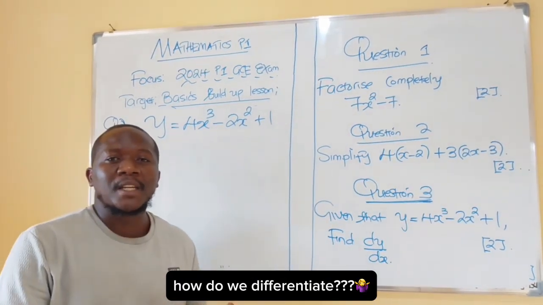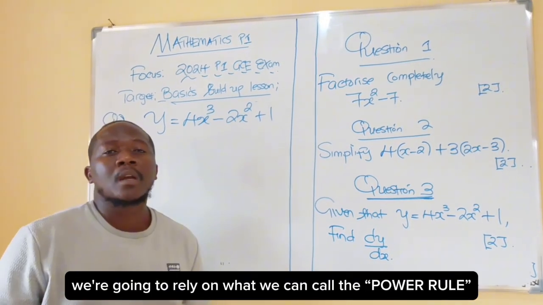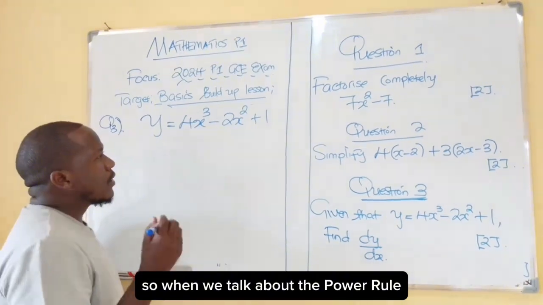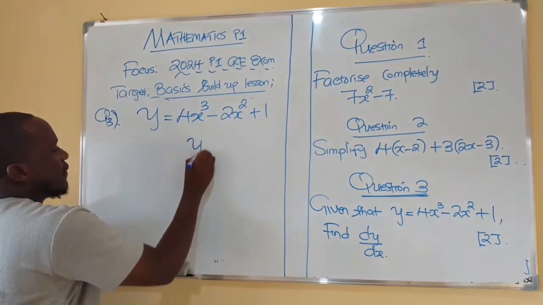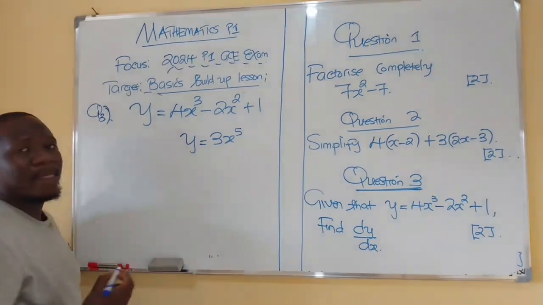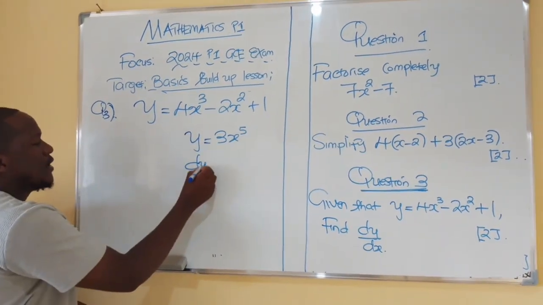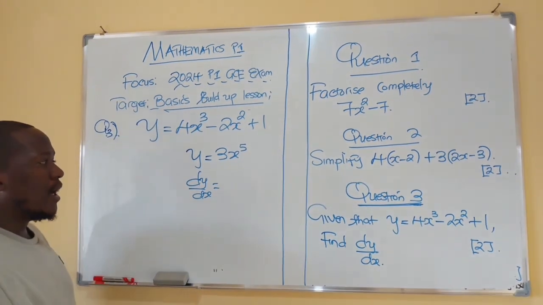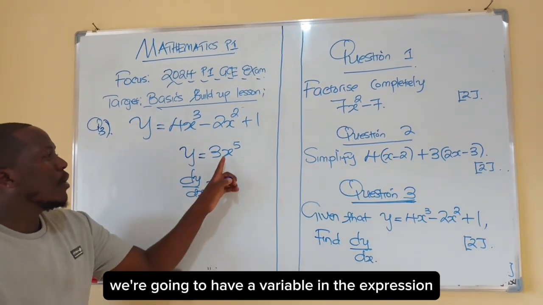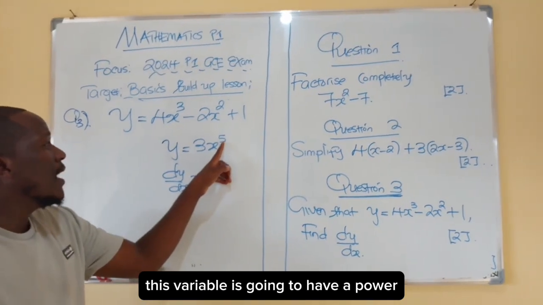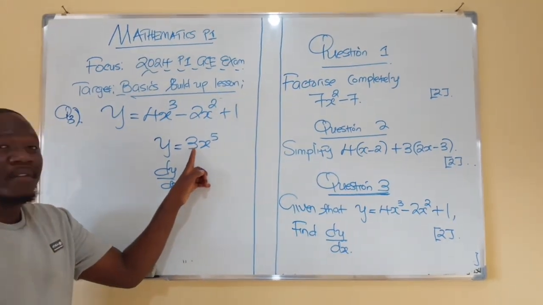How do we differentiate? We're going to rely on what we can call the power rule, as long as it's in paper 1. So when we talk about the power rule, let's say for example, we've got 3x to the power 5. And then they tell us to find dy/dx. So here, to involve the power rule, we're going to have a variable in the expression. This variable is going to have a power, and this variable is also going to have a coefficient.